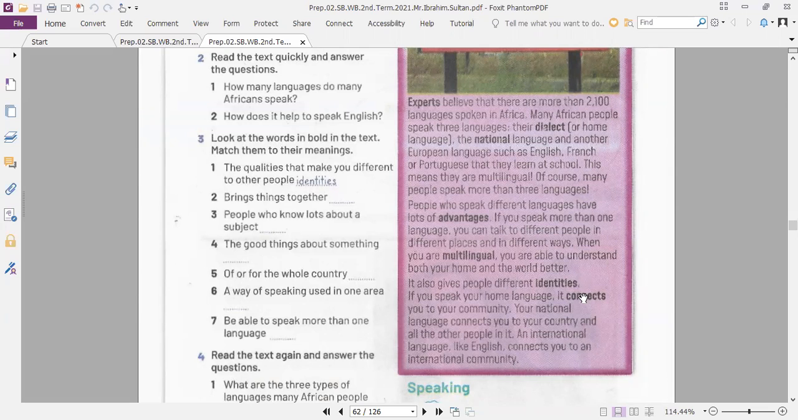Okay. Now we have to look at the words in the text and match them with their meaning. Number 1, the qualities that make you different to other people, I mean identities. Bring things together. Connects, very good. People who know lots about a subject. Experts, okay. The good thing about something.